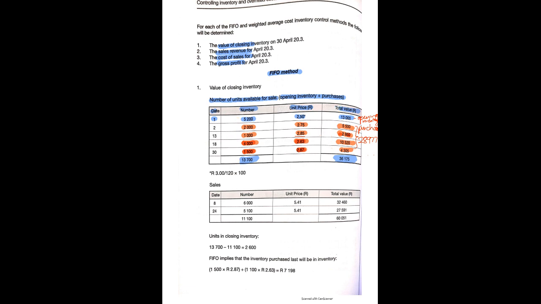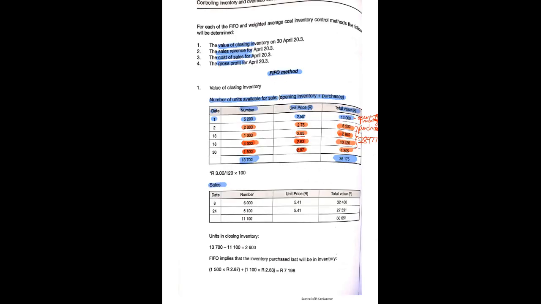Then the second table is going to be your sales. So it's everything that's going to be sold from this page. So I'm just going to highlight this in purple. So this that was sold and that was sold is going to now be recorded. So you're going to have 6,000 units at 5 Rand 41 and 5,100 units also at 5 Rand 41. So here you can see exactly the same thing, 6,000 at 5 Rand 41, 5,100 at 5 Rand 41.